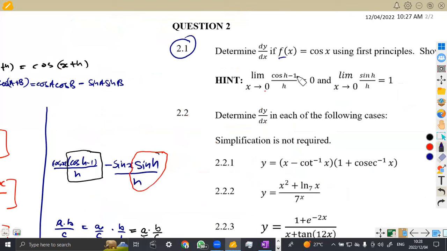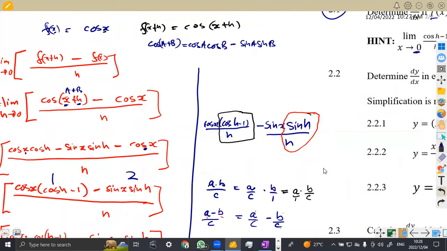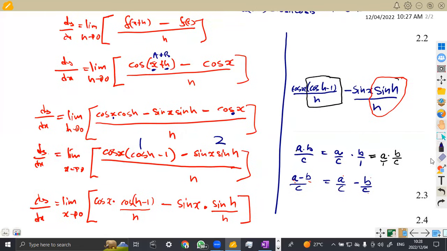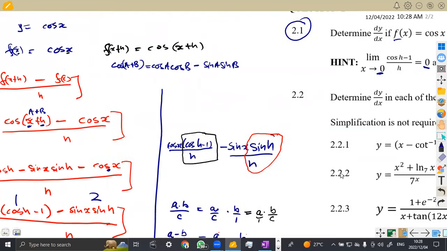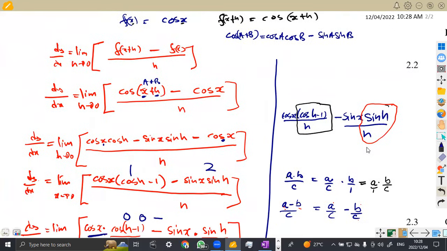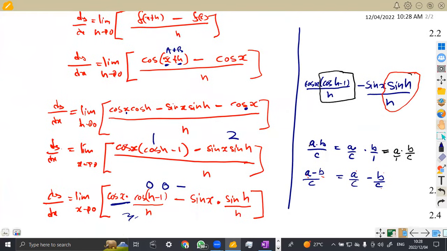But remember, cos h minus one over h as h approaches zero, that's a zero. So that means this part here, we are going to have a zero. So this is going to give you a zero, and zero times cos x, that's a zero. So there's nothing that you're going to obtain. So it's zero minus. We move on to sine h over h. Let's see what we are going to obtain from sine h over h as h approaches zero, that's a one. So which means here, we are going to remain with a one. So let me put it this way so that we can clearly see this part. So this is going to be a one. So one times sine x is going to give us sine x.